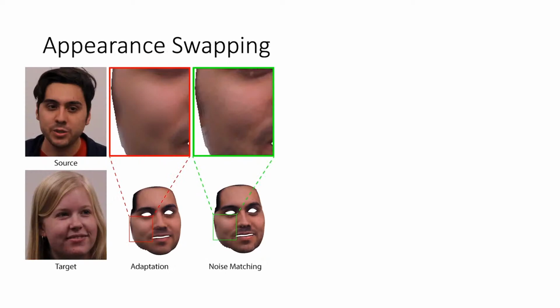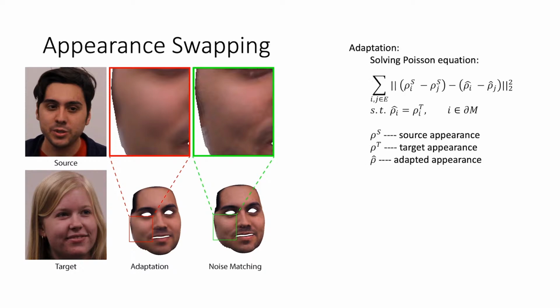For appearance swapping, we first do an albedo adaptation. The source and target faces may have different colors. We need to adapt the source face color to the target face color in order to blend it into the target video without seams. This needs to solve a Poisson equation. The gradient of the adapted appearance needs to be close to the source face gradient, and the boundary color needs to be close to the target face boundary.